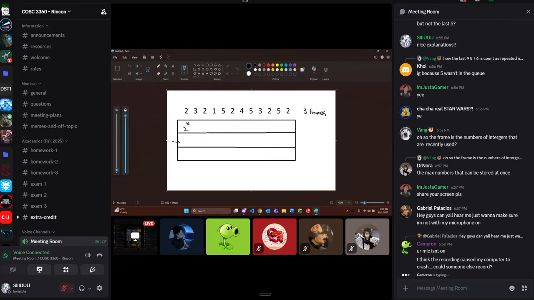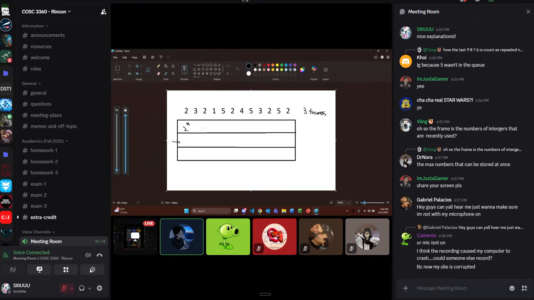Does that kind of make sense so far? So in a nutshell, I know I ramble a lot, but you fill the number in and then you move the pointer down.